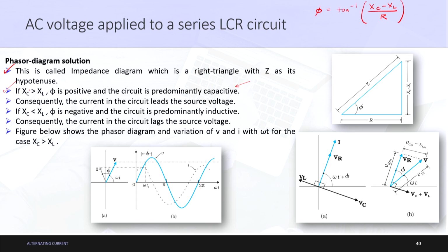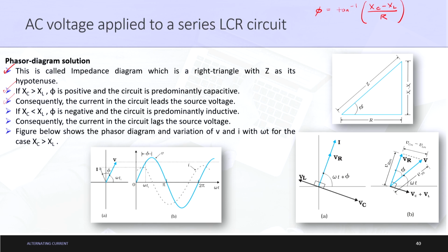So, it depends on whether the reactance of the capacitor or the inductor is higher. Whichever is higher, we say the circuit is predominantly that. If Xc is greater than XL, we say the circuit is predominantly capacitive. If XL is greater than Xc, we say the circuit is predominantly inductive. Only logic-based definitions are given, nothing new here. If Xc is greater than XL, phi is positive and the circuit is predominantly capacitive. Consequently, the current in the circuit leads the source voltage, quite evident.